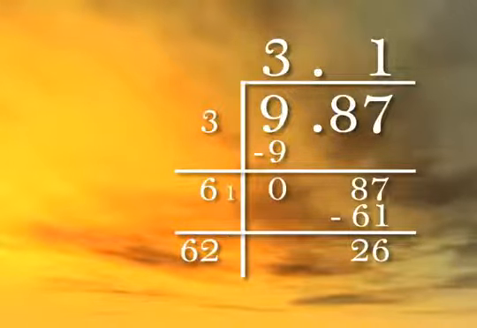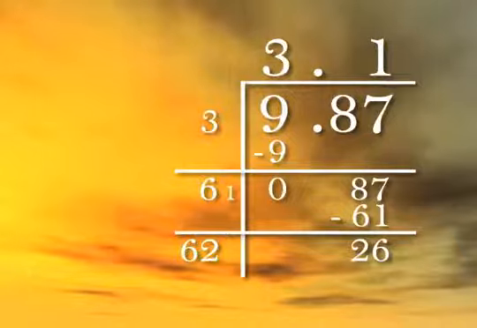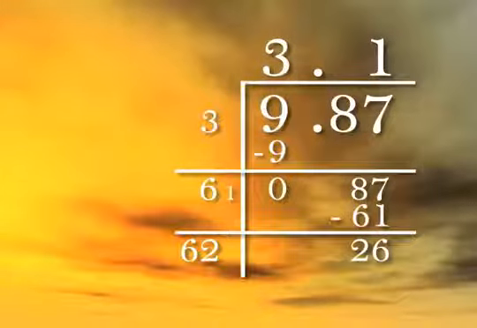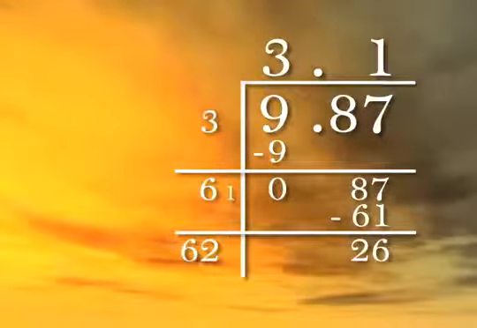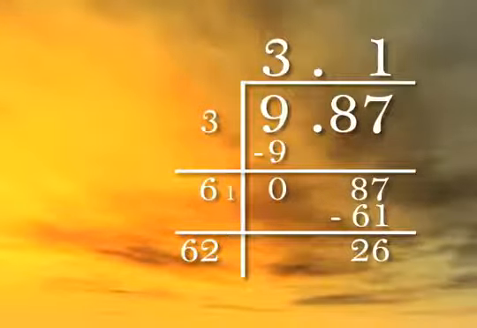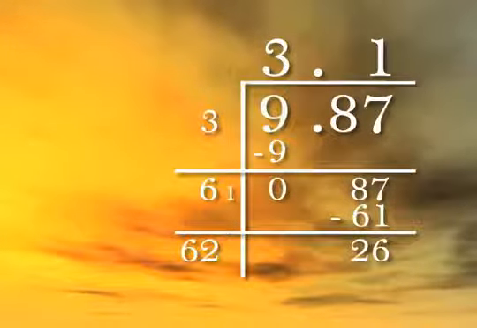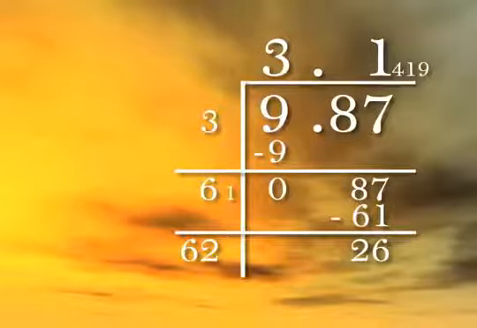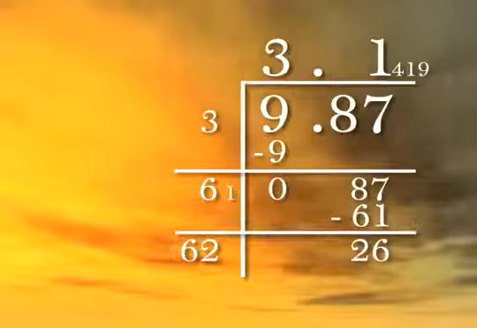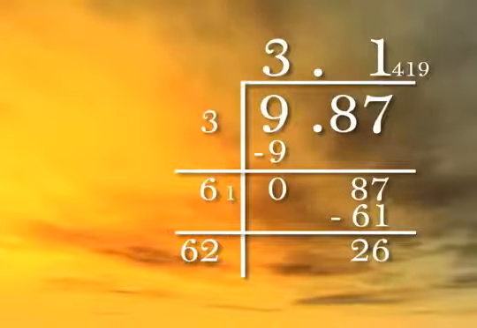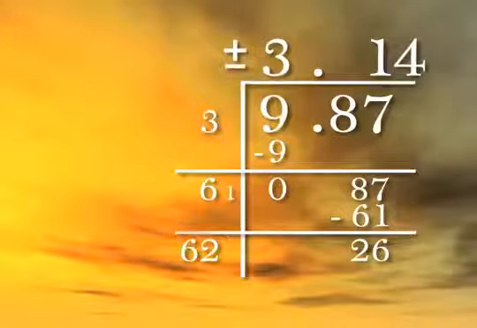We can continue this process infinitely by bringing down more and more zeros to as many decimal places as we want, or we can finish the problem by normal division, which will give a close approximation. In either case, we round off after a given number of decimal places. If we're ending with normal division, we're dividing 62 into 26, which will give us digits 4, 1, 9, and the quotient is 3.1419. Rounding to 2 decimal places, we get 3.14. So the answer is positive and negative 3.14.